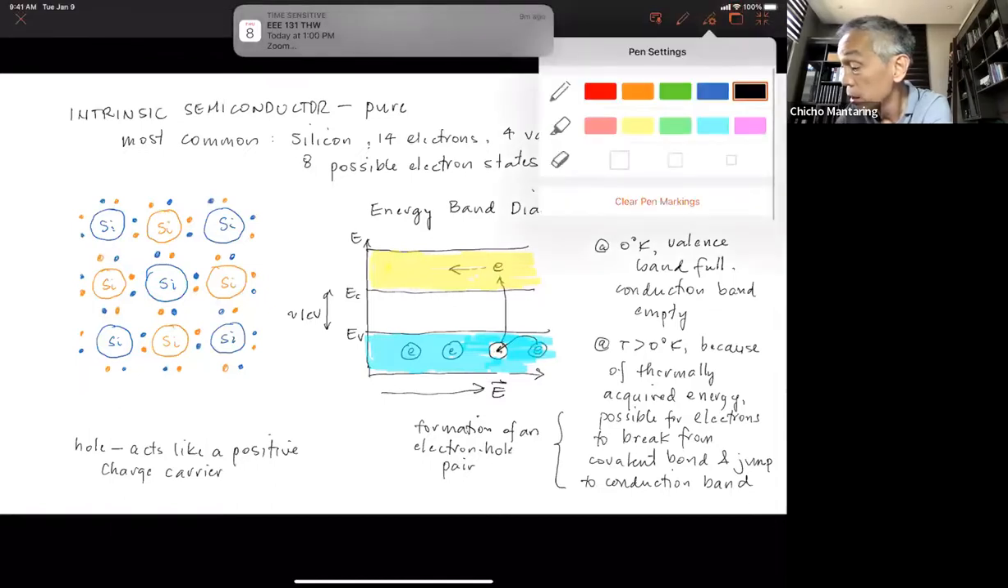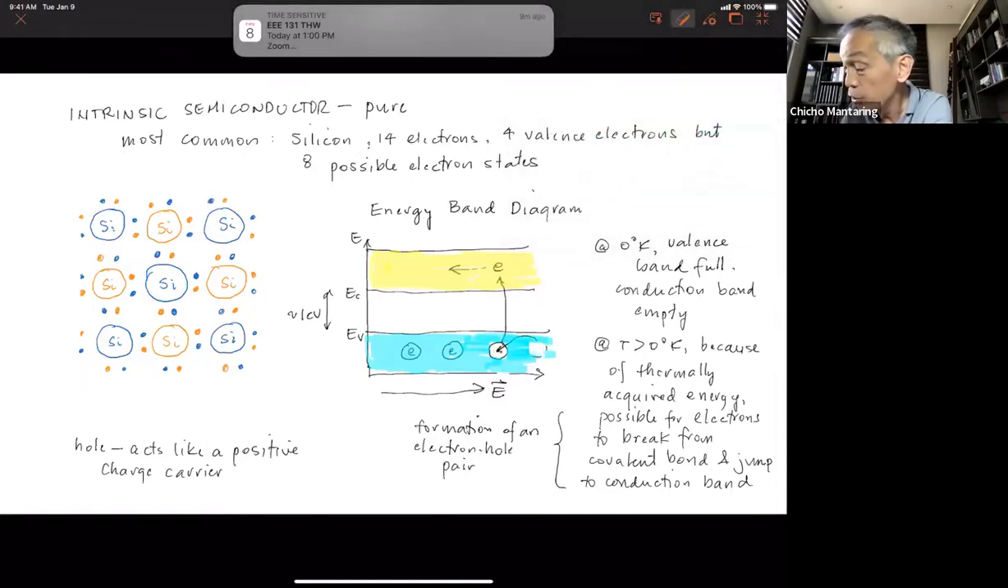this is now going to be my new hole. So now this is going to be occupied. There's going to be an electron here. And now here I have a new hole. So my hole has shifted from left to right, or my hole is moving in the direction of the electric field. In doing so, my hole is actually acting like a positive charge carrier.